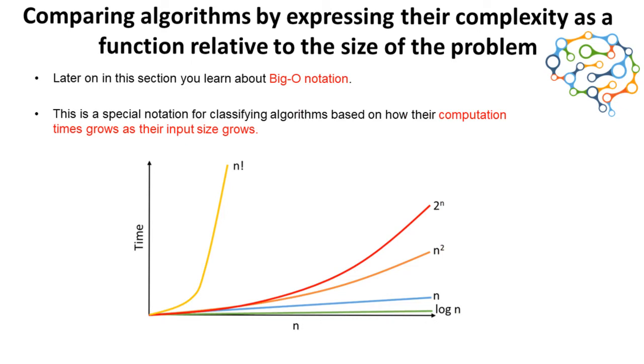Now, this difference in their complexity as the size of the dataset increases is something we can actually measure. And later on in these videos, you're going to learn about big O notation. This is a special notation for classifying algorithms based on how their computation times grow as their input size grows.